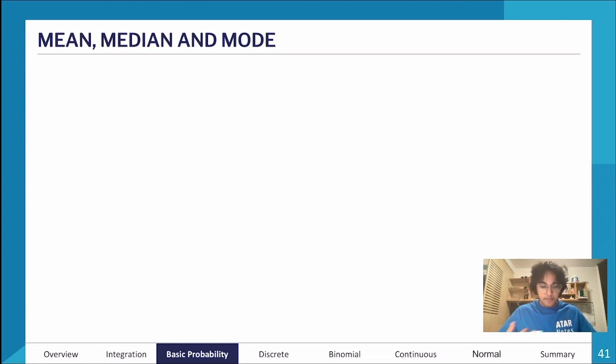Okay, mean, median, and mode. These are definitely things you guys have seen before, but I'm going to give it a little bit of a different twist on them, especially in discrete and the other stuff that's come.